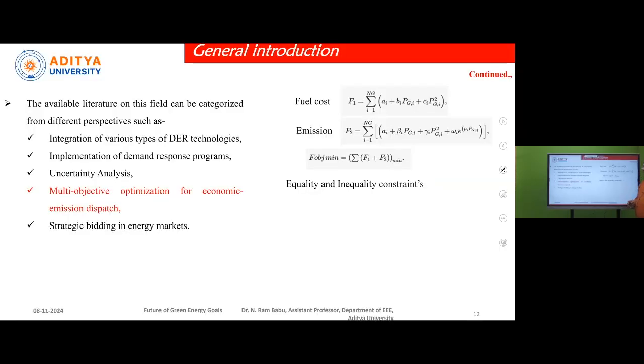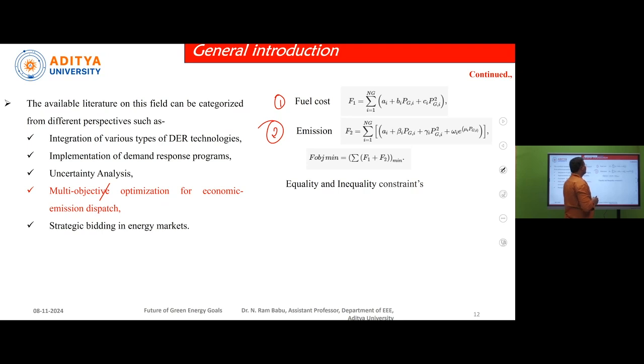Now we are discussing the multi-objective function. In multi-objective optimization, there will be more than one objective function. Here for this problem, we have considered two objective functions. The first objective function is fuel cost, and the second objective function is emission of carbons.